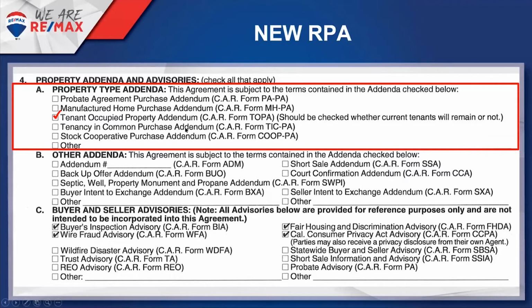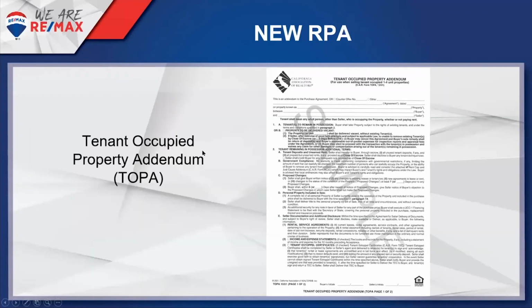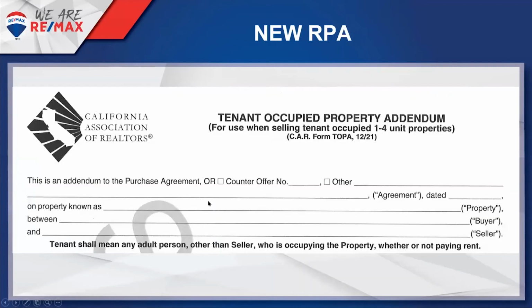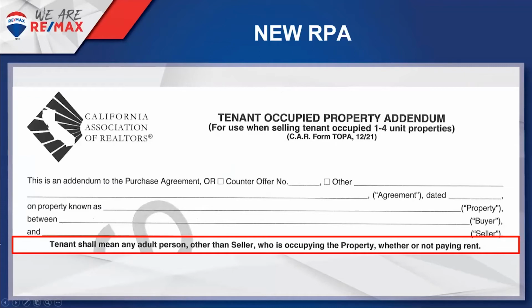Okay, tenant occupied property addendum. That's a form that's brand new, and again should be used anytime you are writing an offer on a property that has a tenant in it at this time. Now, the first thing I want to point out is a lot of times people think that tenants are only people that sign rental agreements or are month to month or are making payments. That's not true. Any adult living in a property who is not the seller is by definition a tenant.